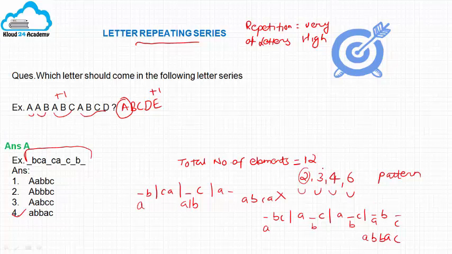When we took 3 elements or alphabets at once, we saw the pattern A, B, C. So fourth is the answer. So first try to find the pattern directly by observing the question. If you are not able to find it, then check the total number of elements and it is divisible by how many numbers, and you'll find the pattern as per those numbers.